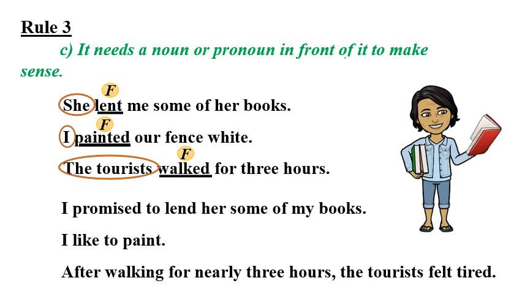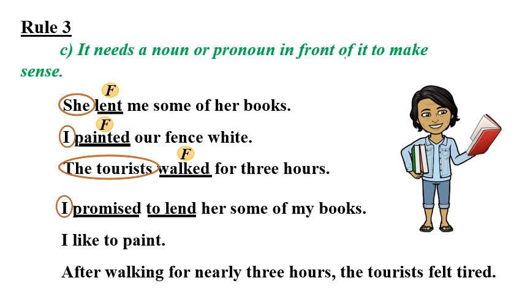Now look at the fourth sentence. "I promised to lend her some of my books." Look closely at this sentence. There are 2 verbs in this sentence. One is promised and the next is to lend. And the subject in this sentence is I.